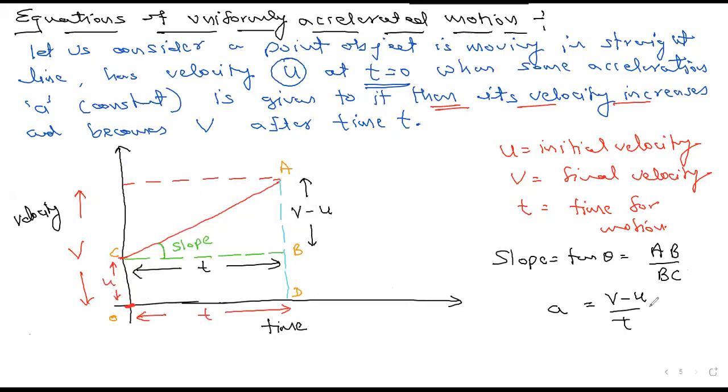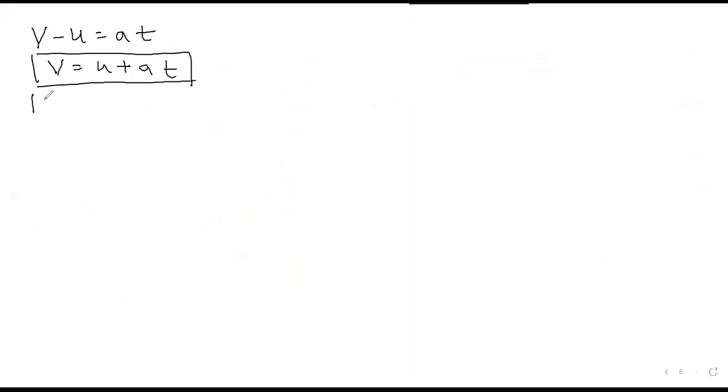Am I clear? Yes, sir. If I adjust the terms, this is V minus U equal to at. So this is V equal to U plus at. This is the first equation of the uniformly accelerated motion.